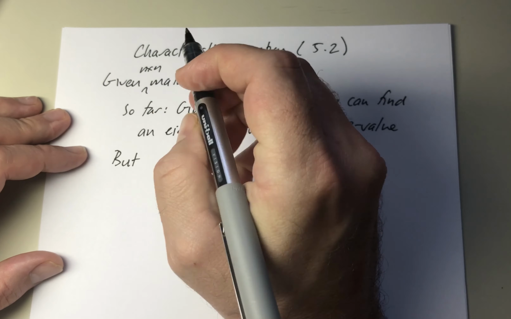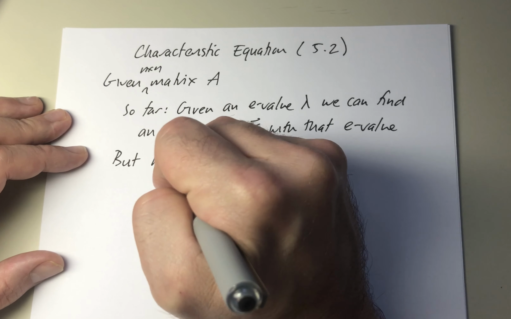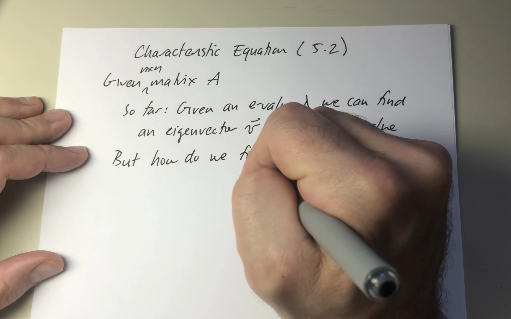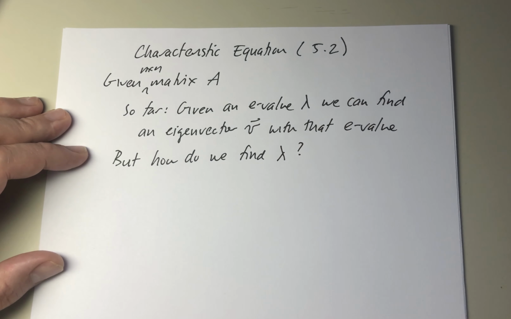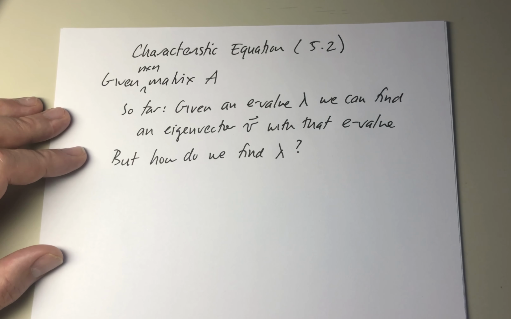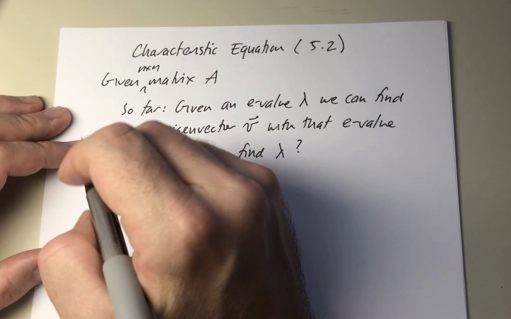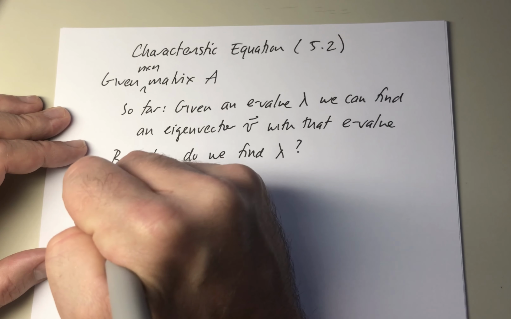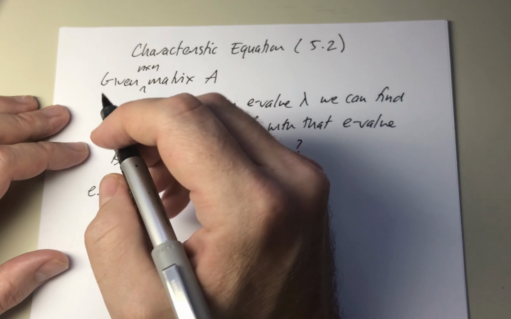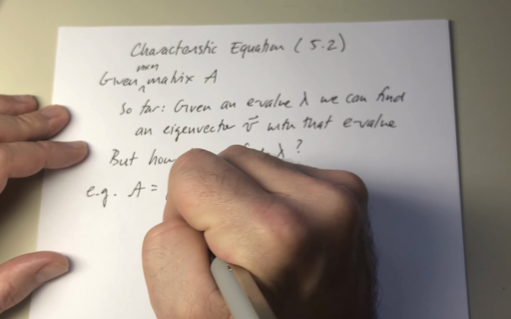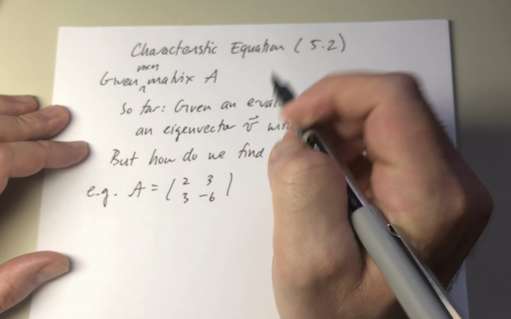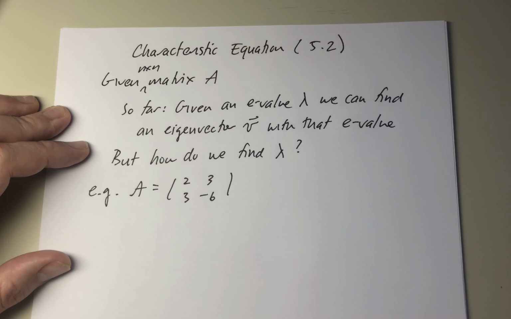But the question remains: how do we find those lambdas? How do we find those eigenvalues? And so that's the topic of today. It turns out it has to do with solving a certain equation. So let me do this with an example. Let's suppose that A is [2, 3; 3, -6], and I want to know the eigenvalues.